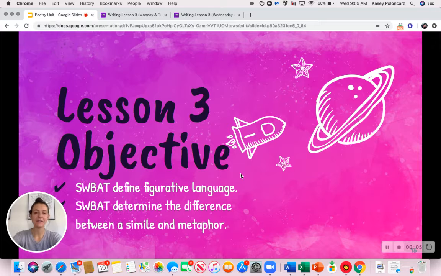So today what we're going to be doing is continuing on with our poetry unit. I want you to read the objectives in your head right now. Today what we're going to be doing is defining figurative language, and we're going to be determining the difference between a simile, everybody say simile, and metaphor. So we're going to figure out what a simile and a metaphor are and how they're different.